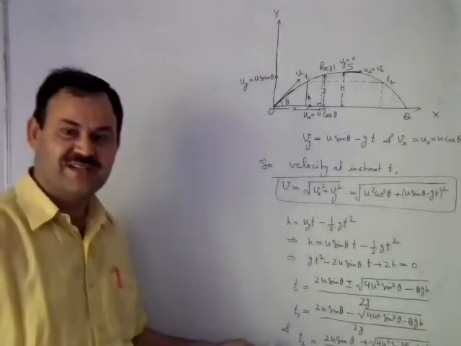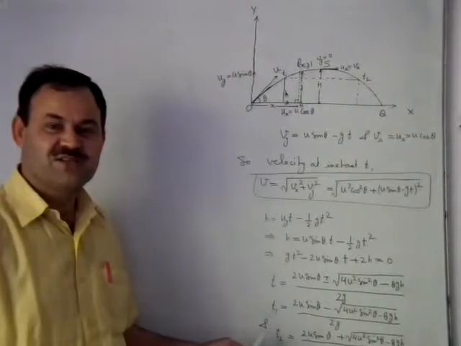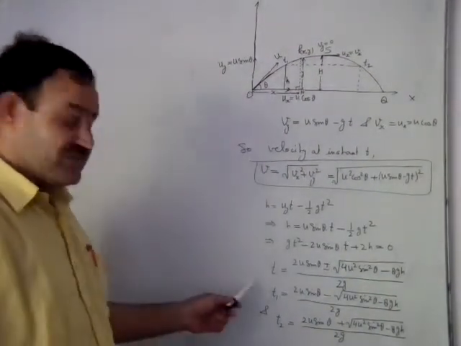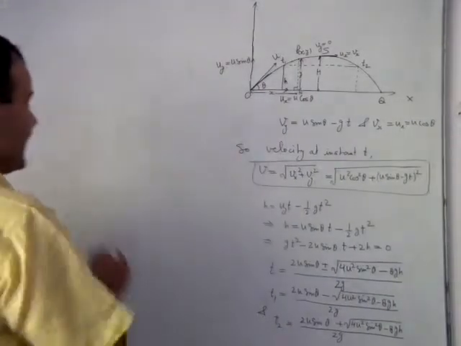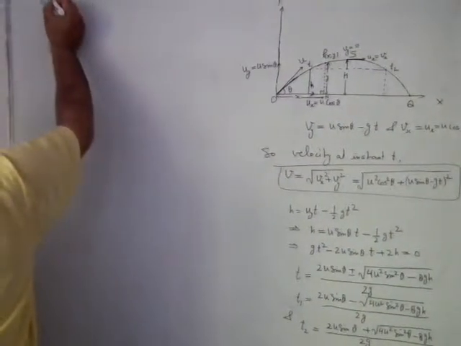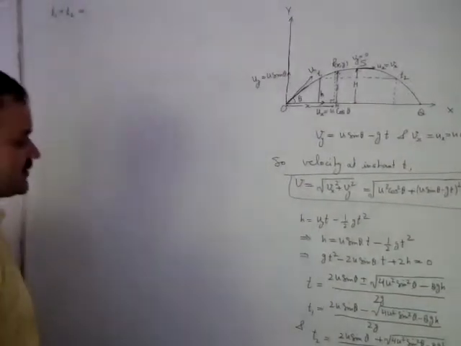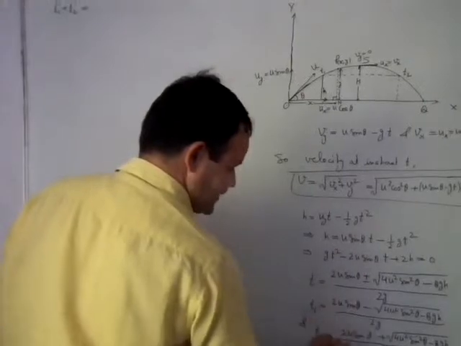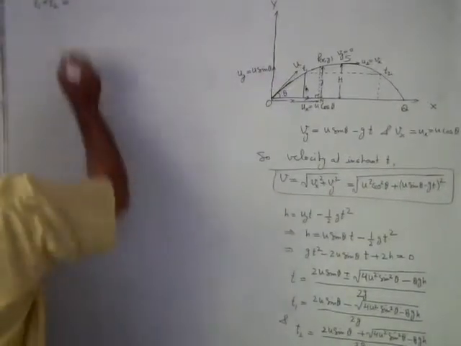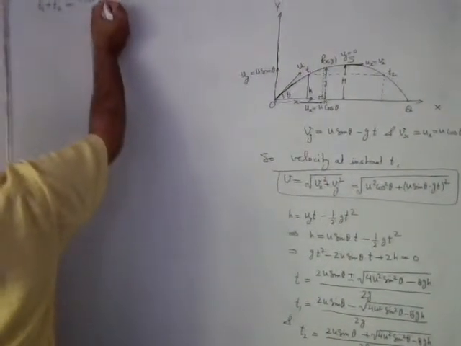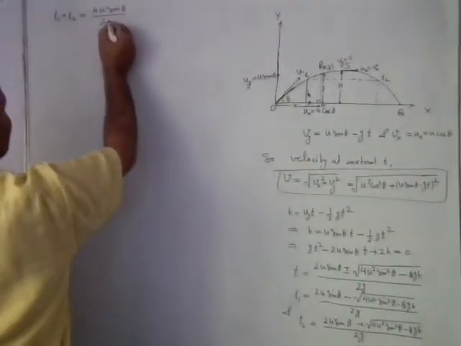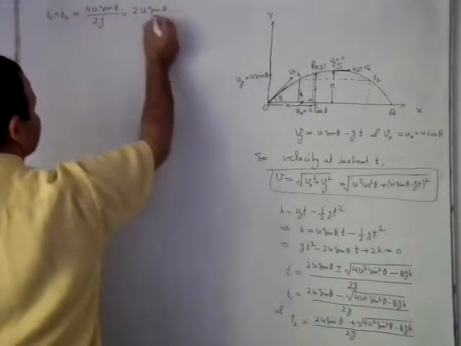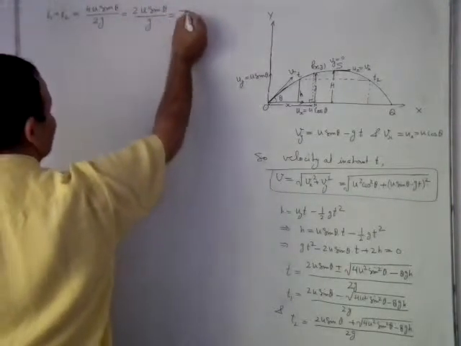These values of T1 and T2 are obtained by using the discriminant formula for solving a quadratic equation. From these values of T1 and T2, we find T1 plus T2. If we add these two terms, the other terms will get cancelled, and we will get 4u sin theta upon 2g, which implies 2u sin theta upon g is equal to t.